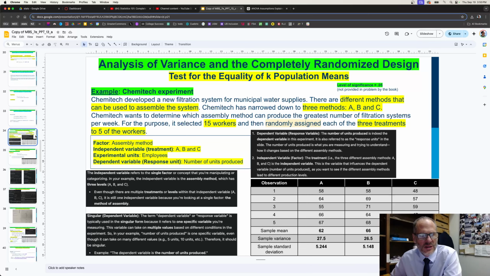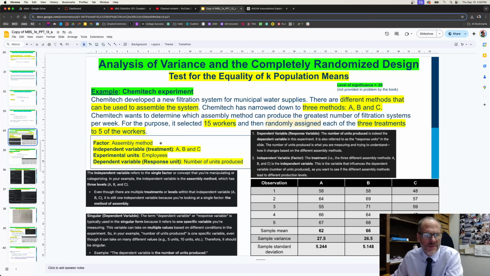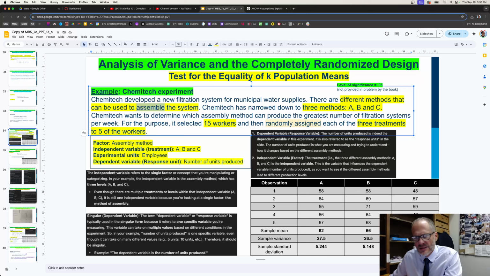We're going to do this problem here, and so if this is the end result, here's the problem. There's this company, Chemitech, that developed a new filtration system for municipal water supplies. There are different methods that can be used to assemble the system. Chemitech has narrowed it down to three methods, A, B, and C. Chemitech wants to determine which assembly method can produce the greatest number of filtration systems per week, right?